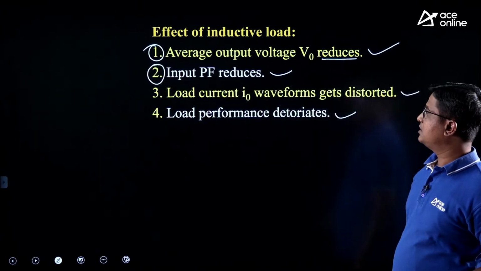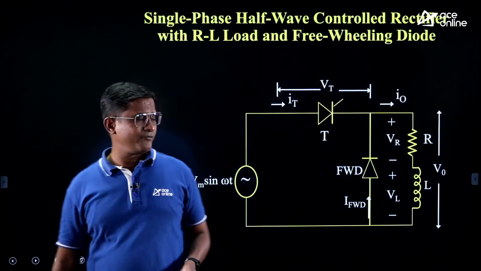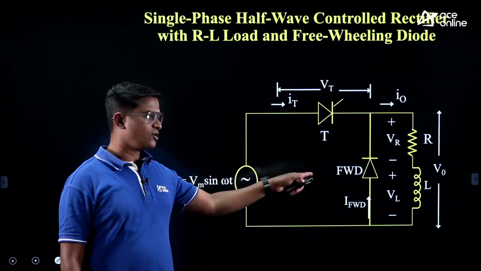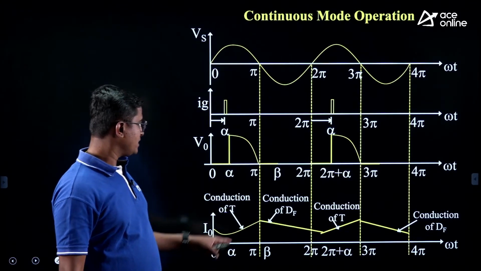Next, single phase half wave controlled rectifier, RL load and freewheeling diode. If a freewheeling diode is connected, what will be the difference? Yes, no negative pulse.